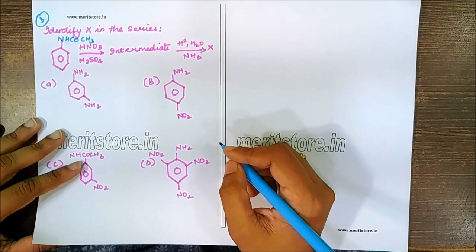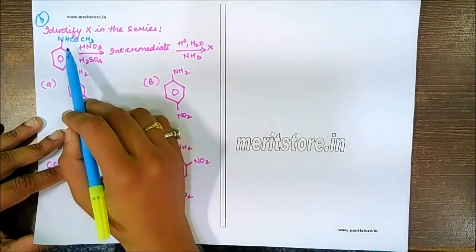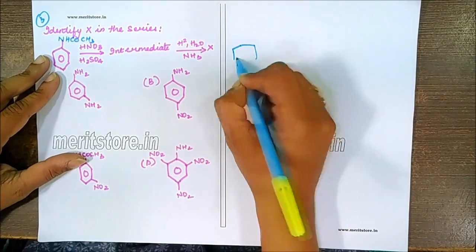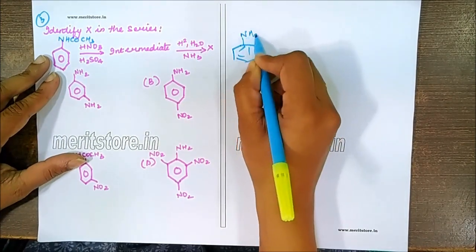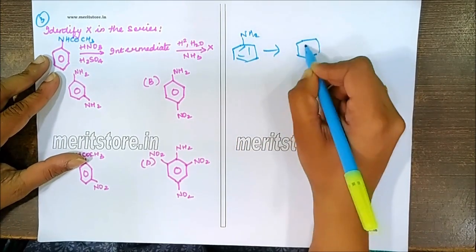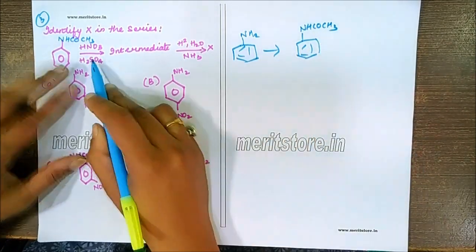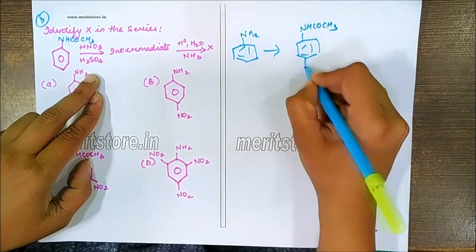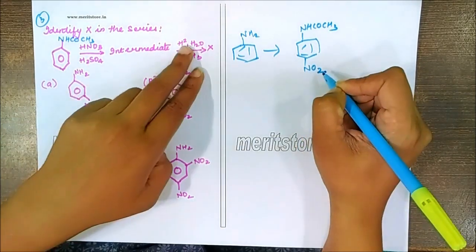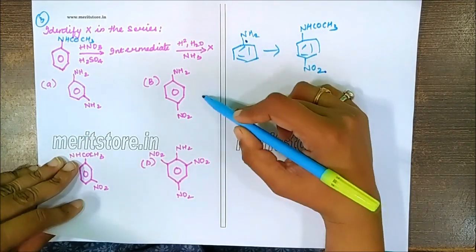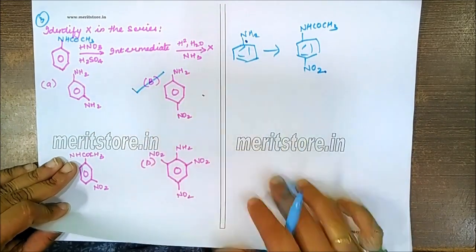Identify the X in the following series. Now if you talk about this particular amide, that is in short there is an aniline which is being protected by the acyl group. So there is NHCOCH3. If you do the nitration of this, definitely this nitration will go at para position, followed by the hydrolysis will generate this NH2 group back. So our option should be option B.